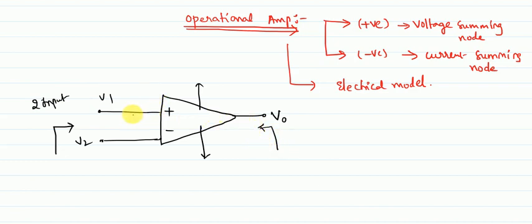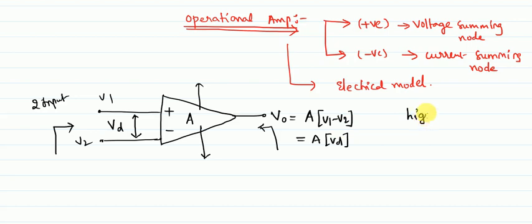If you look, the output of an op amp, if the gain of the amplifier is taken as A, is given as A times (V1 minus V2). The difference between these two can be represented as differential voltage Vd, so this can also be written as A into Vd. Hence it is called a differential amplifier. It is a high gain direct coupled differential amplifier.